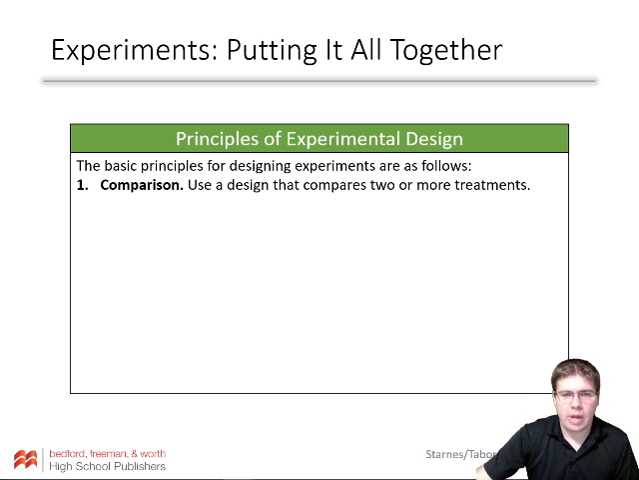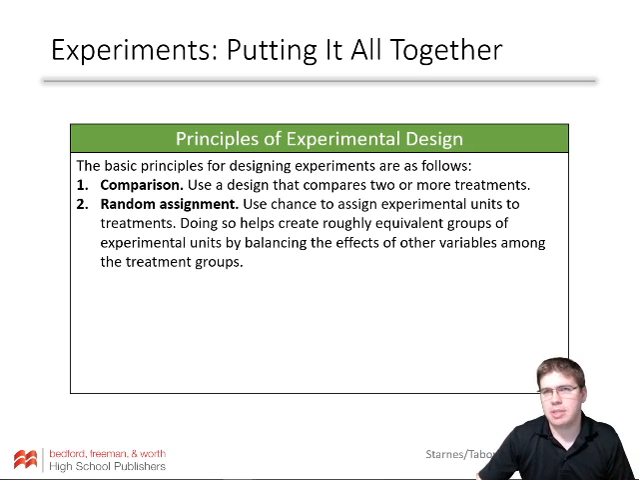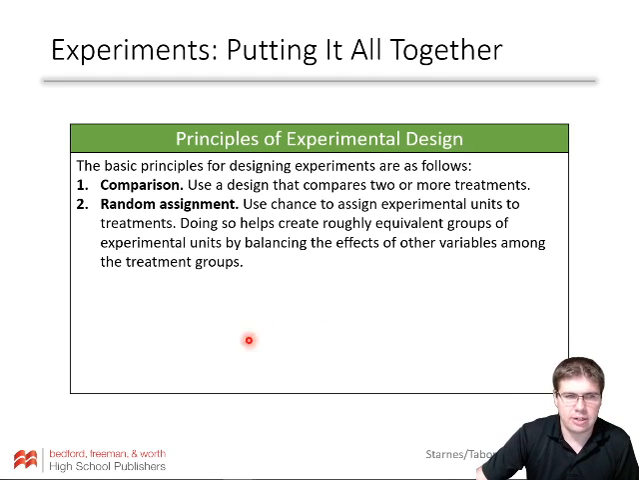It should have random assignment. All experiments should have random assignment. We shouldn't choose where the individuals end up or let them choose. We should use randomness to choose that, so that any other variables that we can't control for, or we forget to control for, or we don't realize we should, still get split fairly evenly between the treatment groups, and so create roughly equivalent groups. It's not guaranteed, but that.